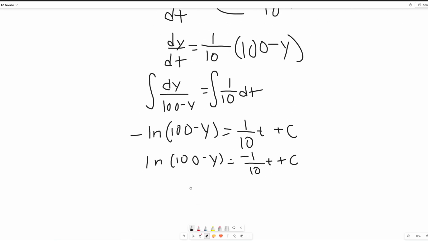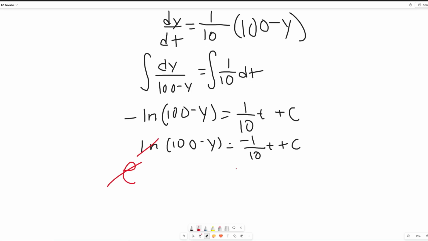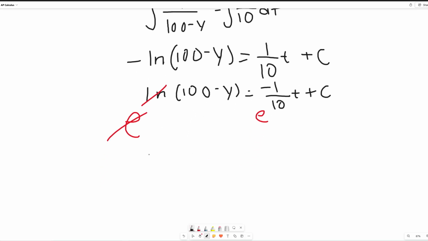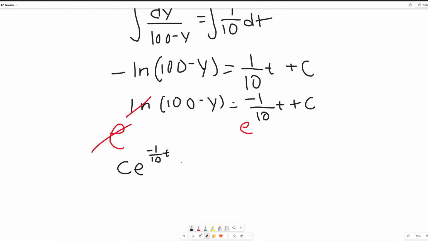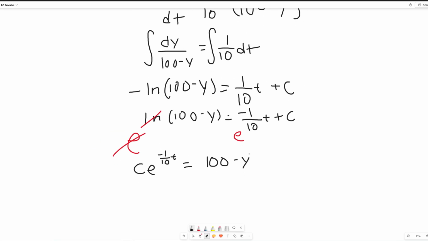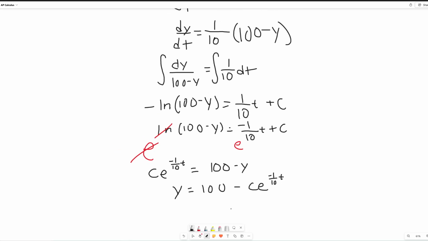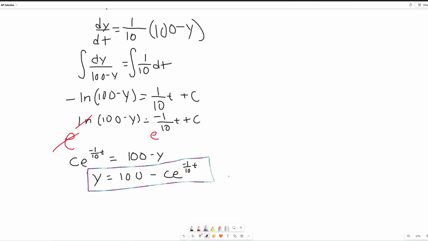Okay. Now we're going to do what we did before with the e, canceling these out. E to the negative 1/10 t. And remember, this plus c that we have up here can be moved down in front of the e because it's a constant. So ce to the negative 1/10 t equals 100 minus y. We're close to solving it. We have y equals 100 minus ce to the negative 1/10 t. General solution.